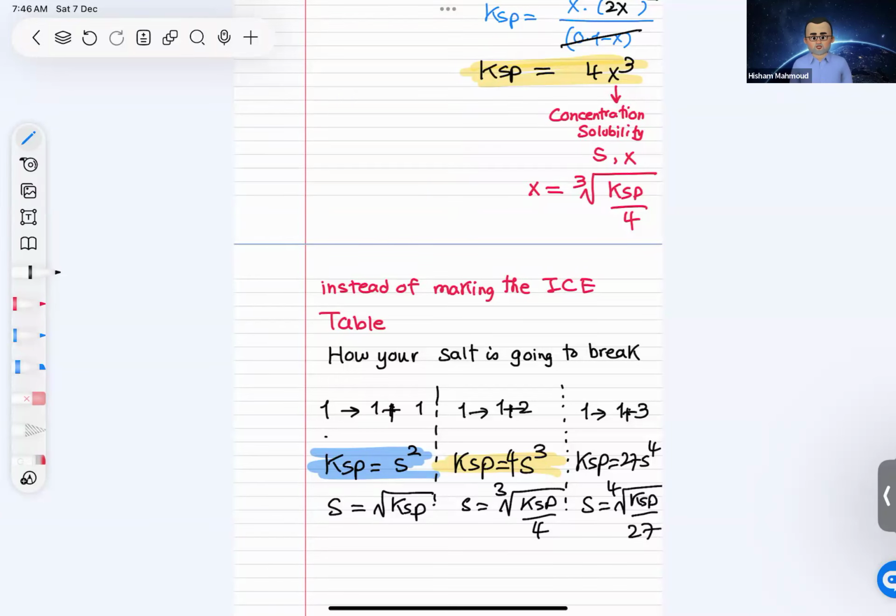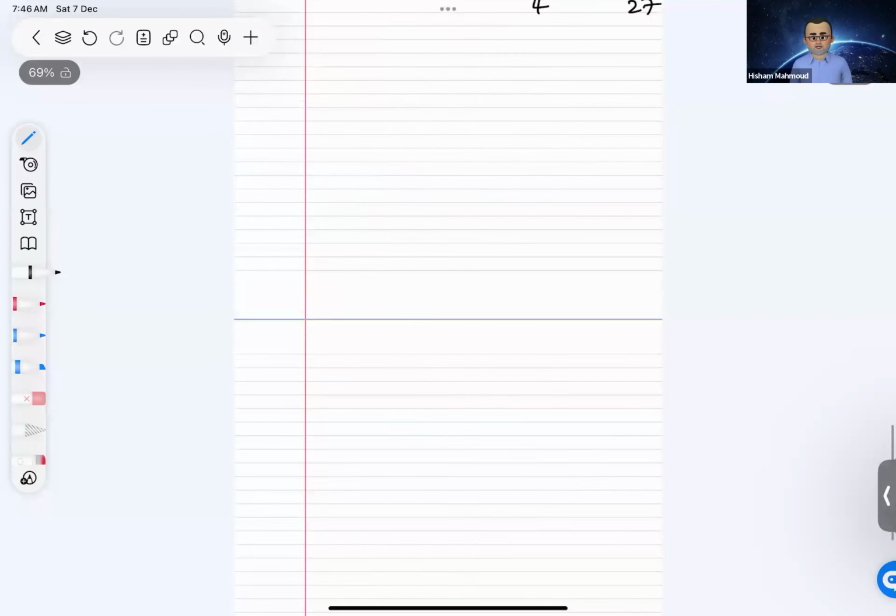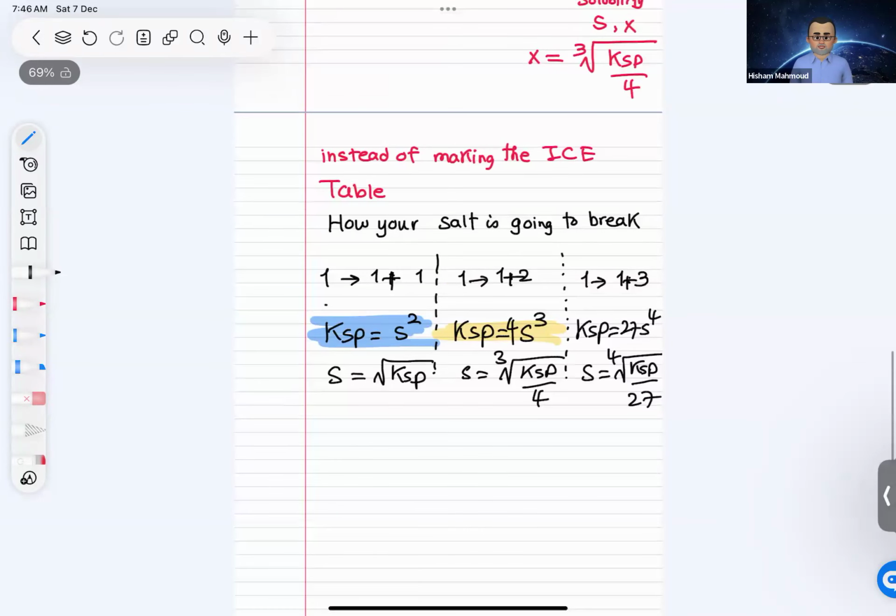So this is a summary of what we said last time. I think Yasin already attended this one. And then we said that I have 3 cases for solubility. I can memorize the equations, or if you want to make the ice table, it's still okay.